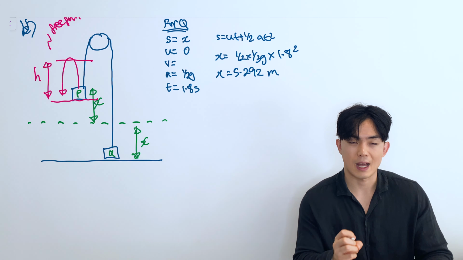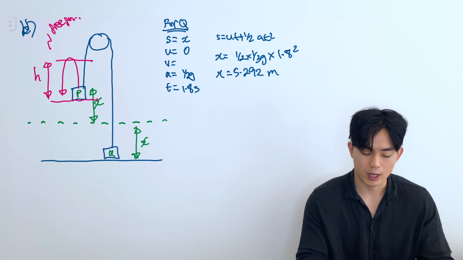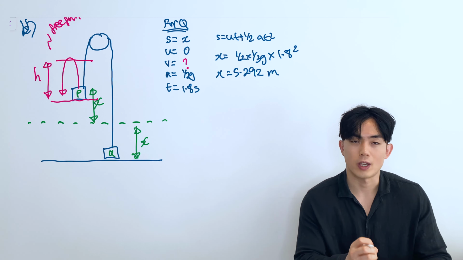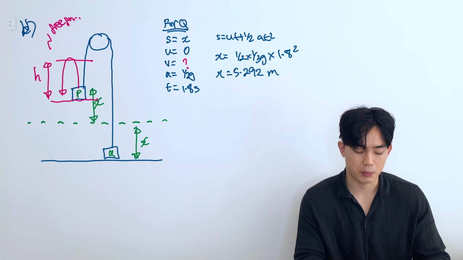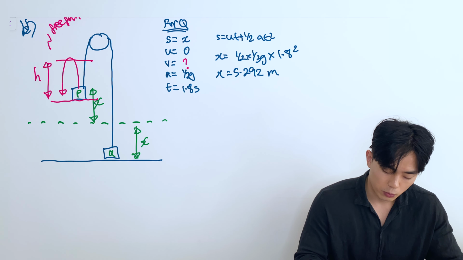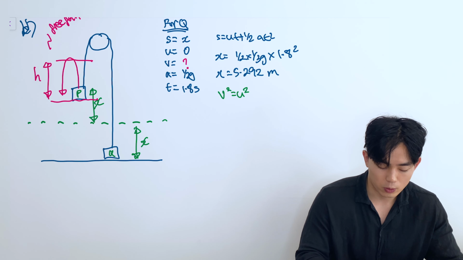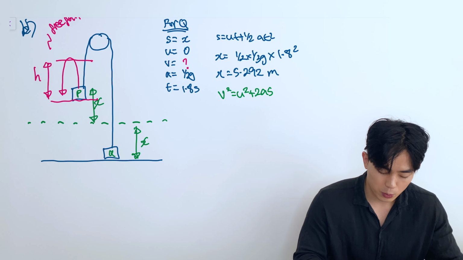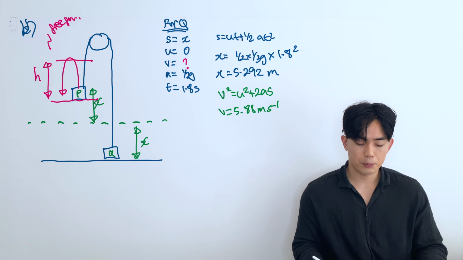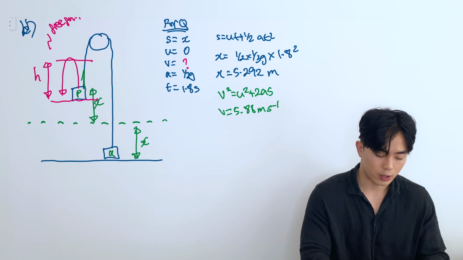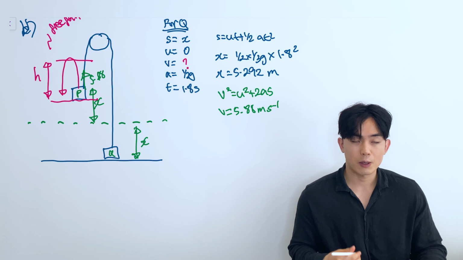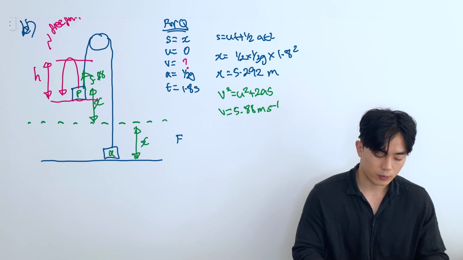But as we said, at that distance, P still has some velocity, right? So what we need to do now is actually work out this V value here. This is the velocity at which Q hits the ground, meaning it's the same velocity at which P moves up. So we can work that out. We can use any equation, so V squared is U squared plus 2AS. Let's use this one here. And V, we should get a value of 5.88 meters per second. So at the point when Q hits the ground, P has a velocity of 5.88, like this.